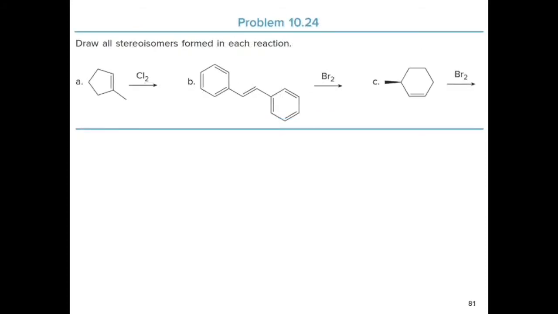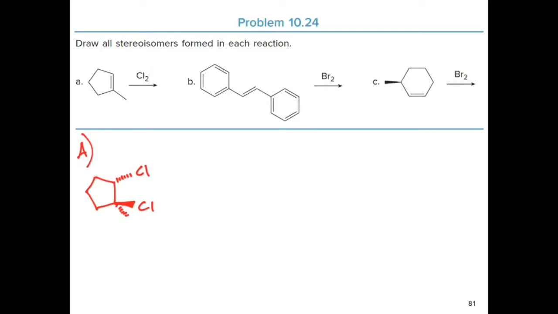And here's another practice problem. Draw all stereoisomers formed in each reaction. So the first halogenation reaction here is the chlorination of 1-methyl cyclopentene. So you can see that the chlorine atoms would be added to these two carbon atoms that are involved in the double bond. So the first product would look something like this, in which again the two chlorine atoms are in trans position.